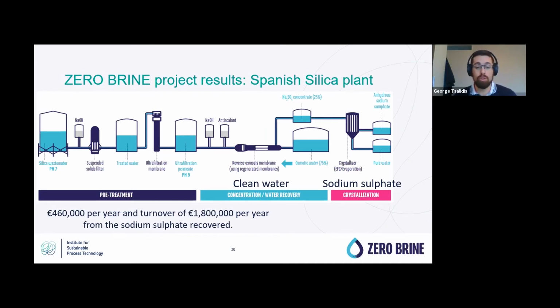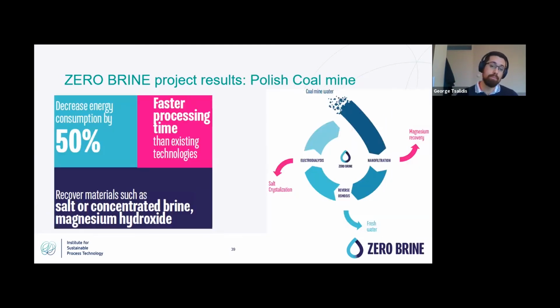And then finally there is eutectic freeze crystallization to produce sodium sulfate and pure water. The pure water in this case is also expected to replace feed water, and the sodium sulfate, depending on its quality, can be sold with a considerable turnover.